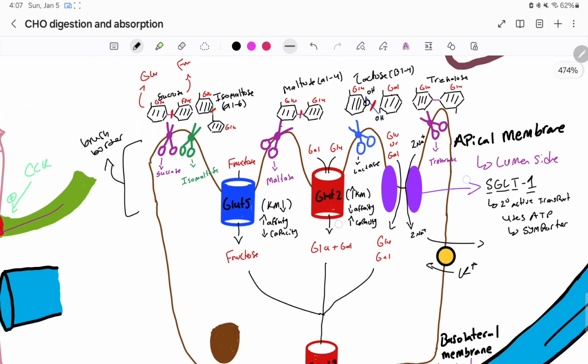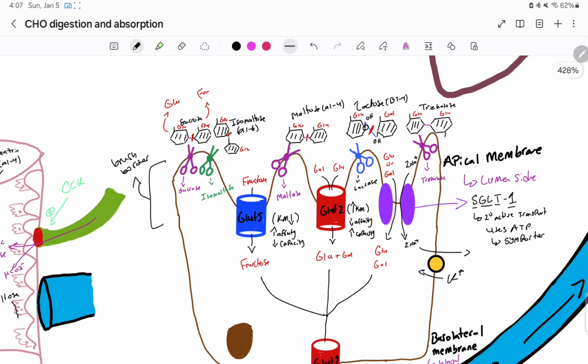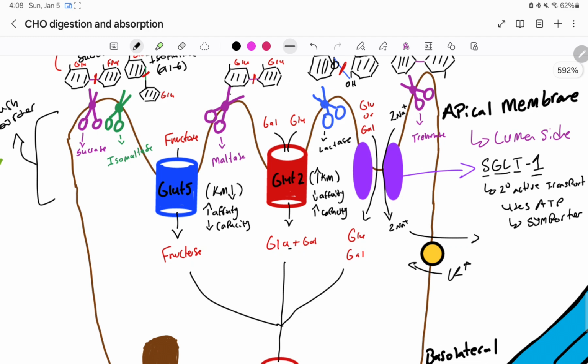This should make sense because after eating, the concentration of galactose and glucose is going to be so much higher in the apical membrane region than it would be inside of the cell. And so these are just going to passively go down their concentration gradients into the actual cell.